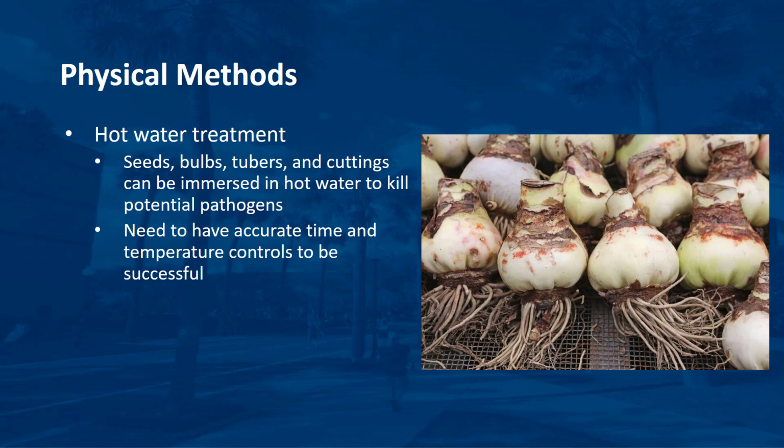Seeds, bulbs, tubers, and cuttings can be immersed in hot water to kill potential pests, including pathogens. Daffodil and Easter lily bulbs are commonly treated with hot water to kill any nematodes that may be present. Accurate time and temperature controls must be in place for the hot water treatment to be successful. The temperature for pathogen inactivation must not exceed the critical damage threshold for the propagated material being disinfested.